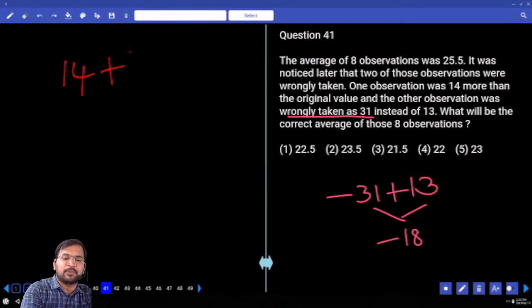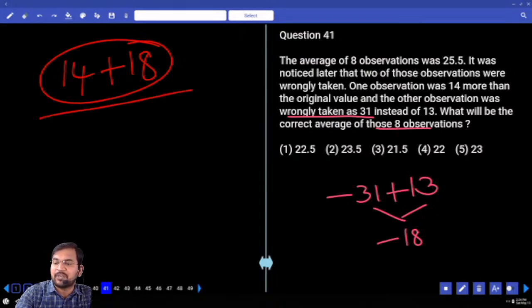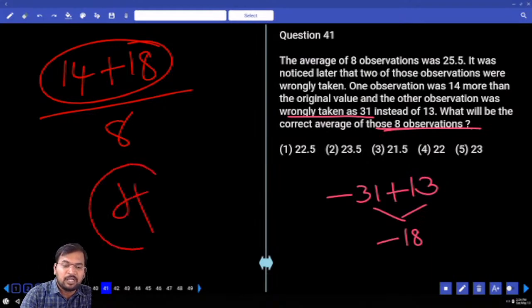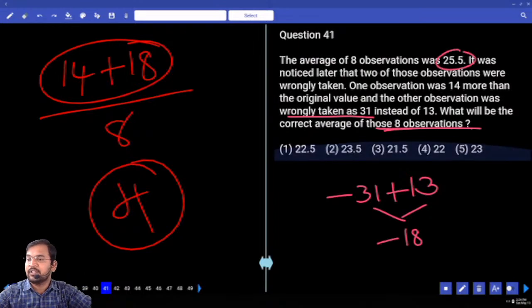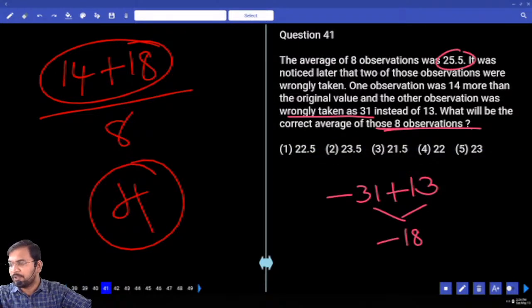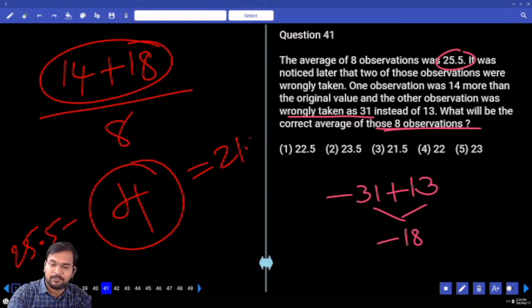18 more, so what is the total? 32 by how many observations? 8 observations, na? And you are taking 4 more. That is the reason you are getting 25.5. And our answer should be 25.5 minus 4. Your answer is 21.5.